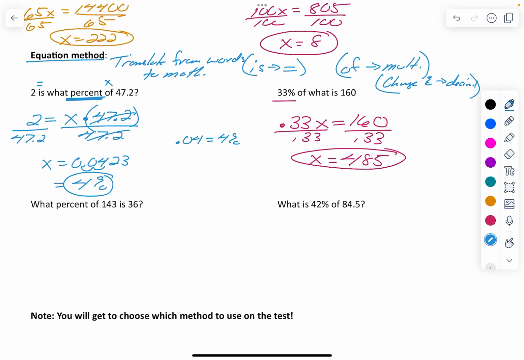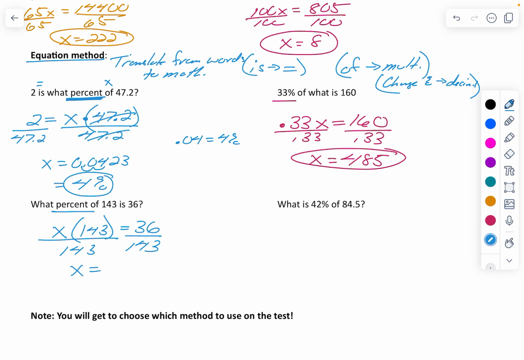This next one is another percent. Like I said, we'll remember at the end we need to change from decimal to percent. So, what percent of 143 is 36? Dividing both sides by 143, we get 36 divided by 143. We get x is equal to 0.2517. Again, we're moving that decimal 2 places to the right and rounding, so 25%. When you get a really small answer, that usually means we have to turn it into a percent.